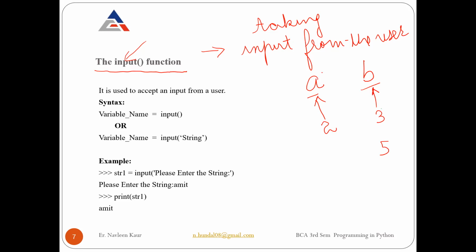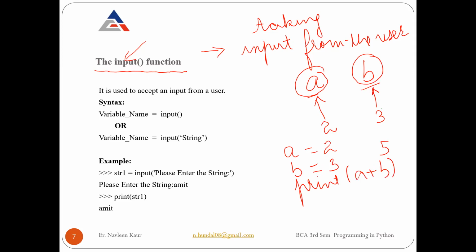So actually these two variables need some values. One way of doing it is to directly assign the value like this: a equals 2, b equals 3, and then you can directly do print a plus b. So what will happen? 5 will be printed. By writing these 3 lines of code, you are able to do addition.